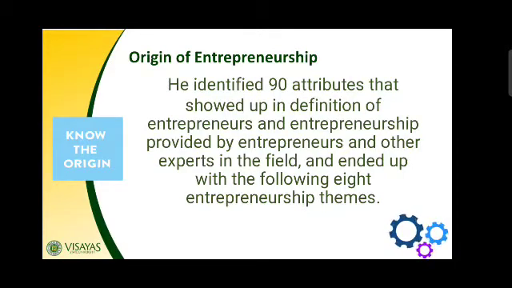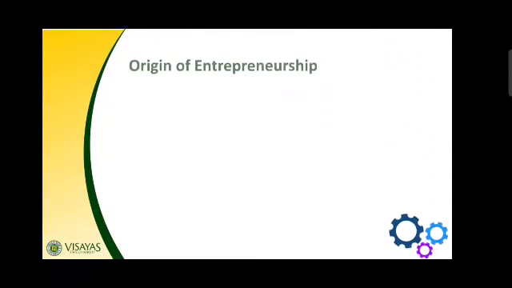What happened in William's interviews is that the entrepreneurs and businessmen each had their own concepts about business. Some said business is about innovation, business is about uniqueness. So what William did was categorize them so we could form themes about entrepreneurship. After the underlying 90 attributes, Gartner went back to the entrepreneurs and other experts to cluster these attributes. These are called themes, a summary of what the entrepreneurs said. So he ended up with the following 8 entrepreneurship themes.